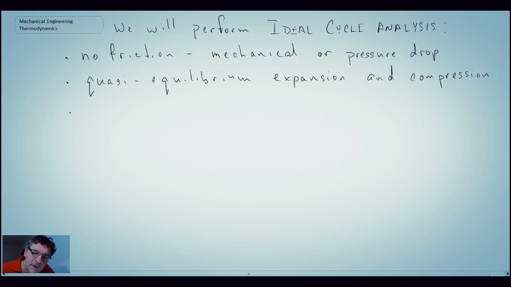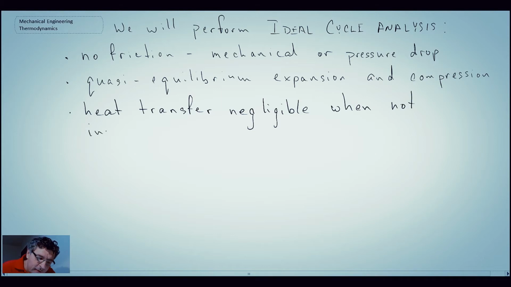Another thing that we will assume as part of ideal cycle analysis is that heat transfer is negligible when not intended. Now we will have heat transfer, and I'll talk about that in a moment. That's how we actually heat the working fluid. But where would it be negligible when not intended? That might be the pipes that are connecting one component of the engine cycle with another. So I'll just write here pipes connecting components.